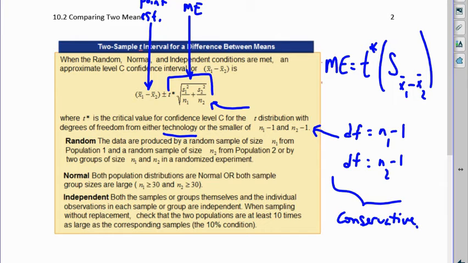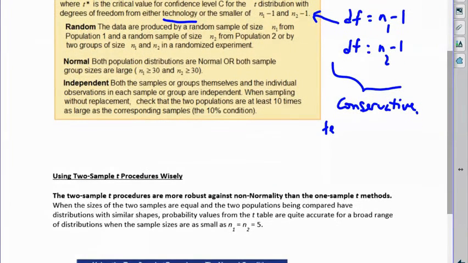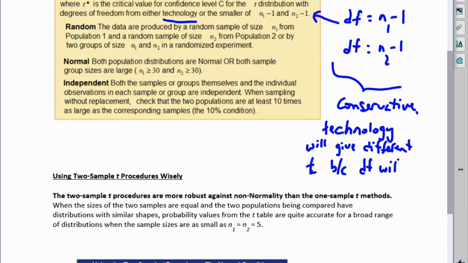But we'll notice that when we use technology, we'll get a different value. So if you use technology for your result, then you will want to say "with technology" next to your answer. Because df will be larger. Okay, and we'll do some examples of that.